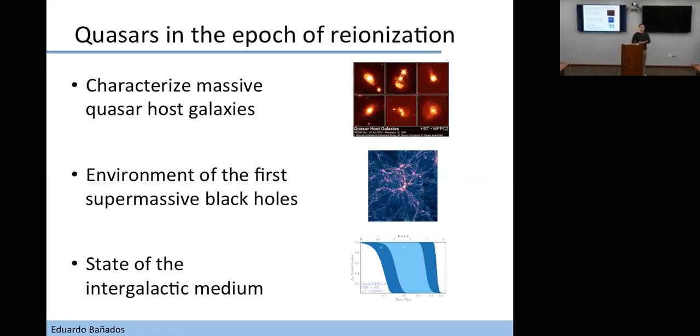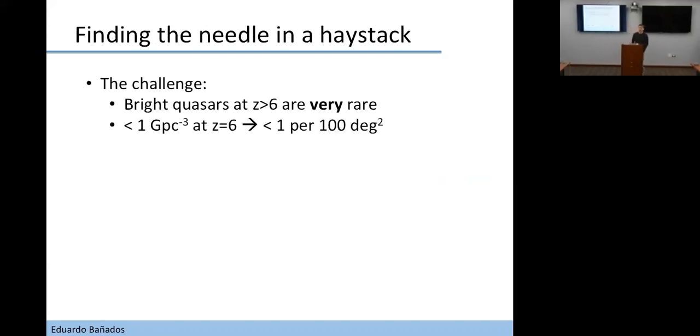There are many things you can do with them, with current facilities like Gemini, but you cannot do anything of this if you don't know where they are. And that's one of the first challenges. And this is not straightforward. This is probably harder than finding a needle in a haystack.